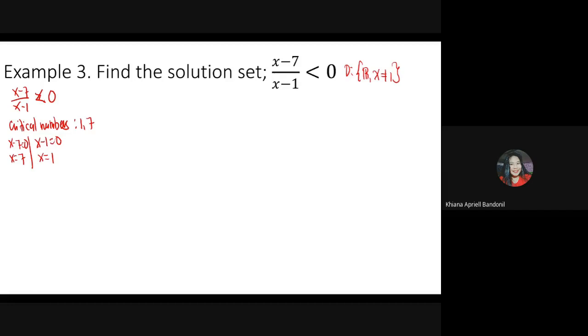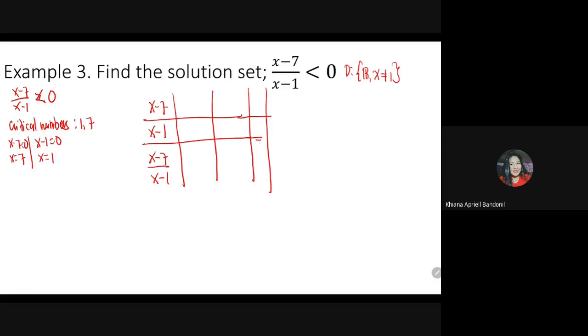Then plot natin siya sa table. That will be x minus 7 and then x minus 1. Tapos yung kabuuan na x minus 7, x minus 1. Isusulat natin muna si 1 and then this is 7 and this is the positive infinity and this is the negative infinity. Ang ating x minus 7 ay 0 kay 7. Ito naman ay 0 kay 1. Negative, negative, this is positive.